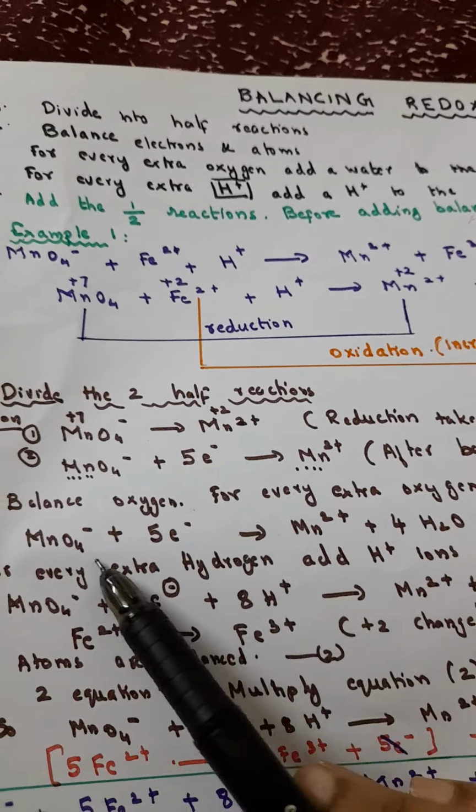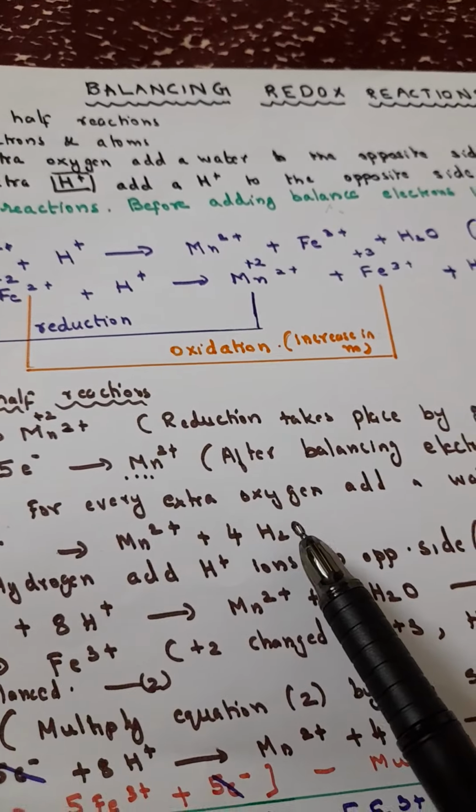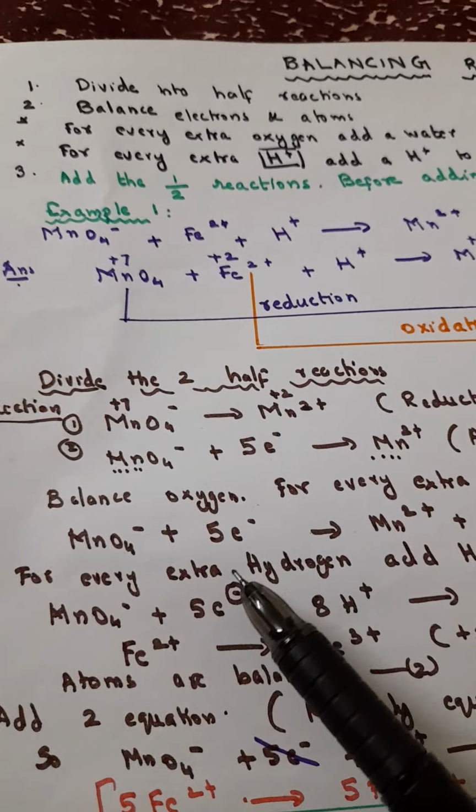We add 4 water molecules to the Mn2 plus side. Firstly, we balanced the number of electrons: from +7 to +2 is a difference of 5, so we added 5 electrons to the reactant side. Now we are balancing oxygen atoms, because there are 4 oxygen atoms on the left-hand side. For 1 oxygen we add 1 water, so for 4 oxygen atoms we add 4 water molecules. Now the equation is MnO4 minus plus 5 electrons gives Mn2 plus plus 4 H2O. So now we have balanced both atoms and electrons.